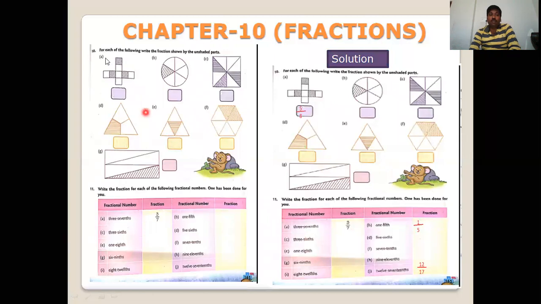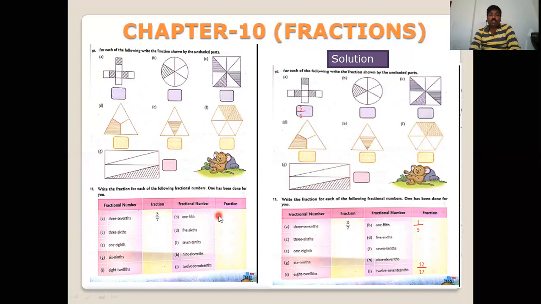And now this is question number 10. For each of the following, write the fraction shown by the unshaded part. Here we see the unshaded part. How many unshaded parts are here? 1, 2, 3, 4 and 5 is right above it, and 8 is the total number of parts, and when we count all the parts we find 8. So we can write 5 by 8. 5 by 8 represents the unshaded part of this figure. Okay. In the same way we can solve questions B, C, D, E, F and G, and so on.